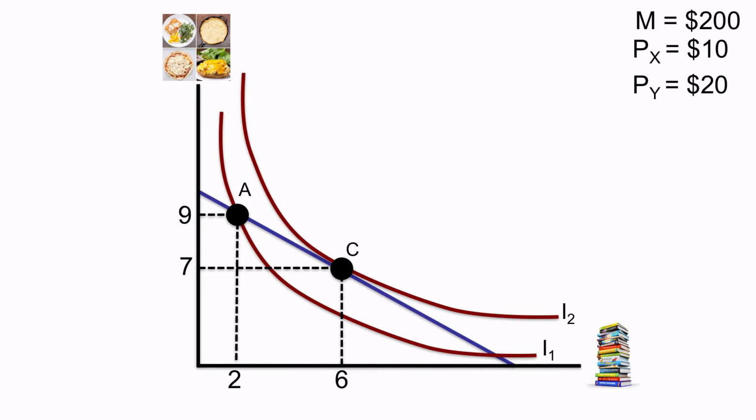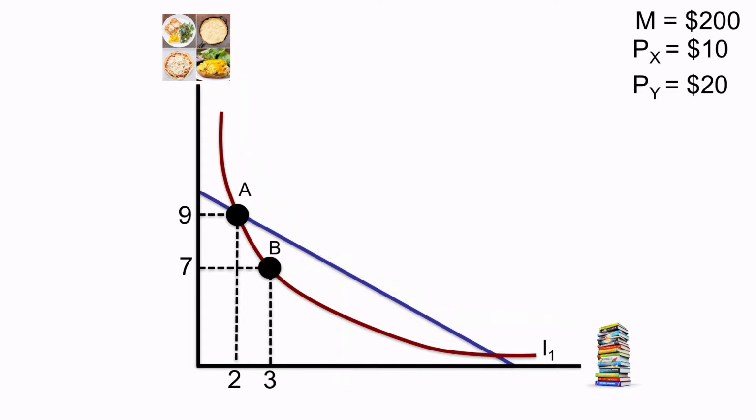But to see why, we first have to consider what happens when Tom moves from point A to point B along the same indifference curve I1. Notice that between points A and B, Tom is willing to give up 2 meals in exchange of 1 book and remain indifferent. In other words, over that segment, every book is worth 2 meals for Tom.